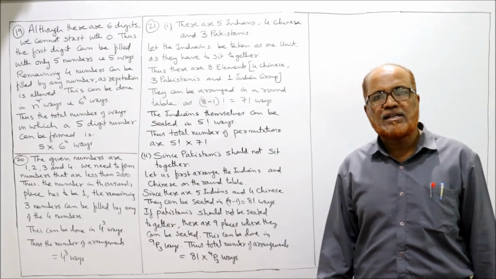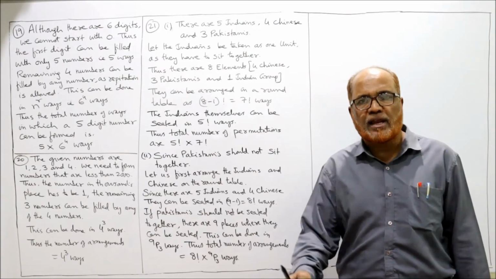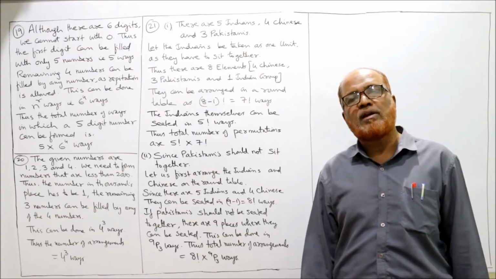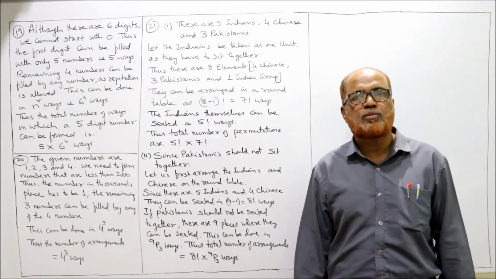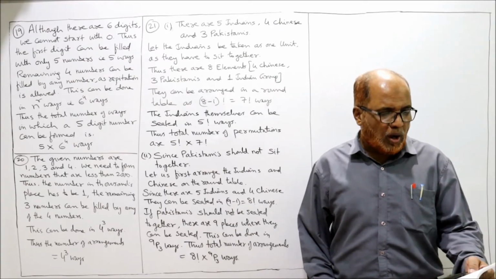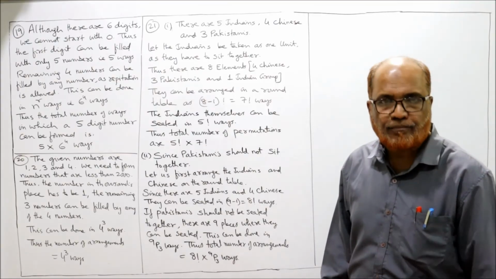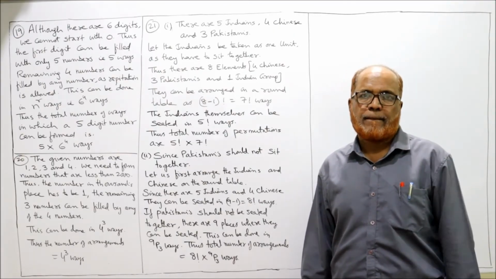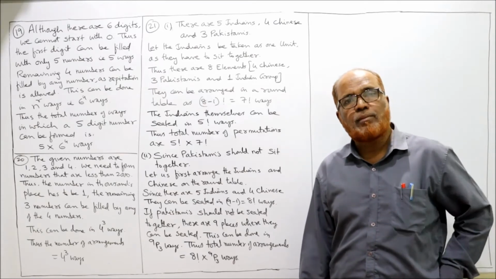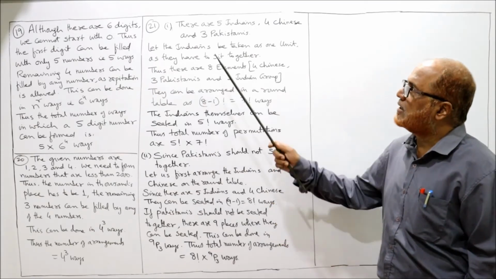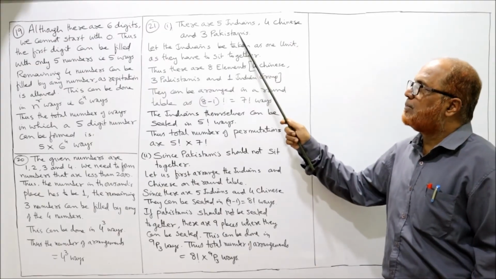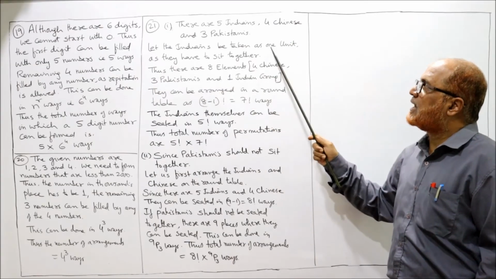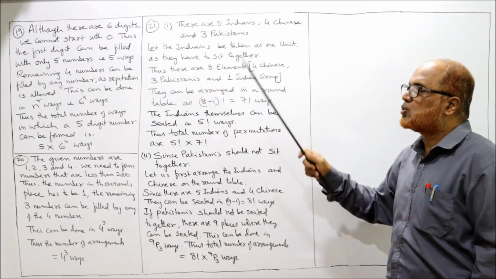So we have 5 Indians, 4 Chinese, 3 Pakistanis at a round table. We have to find out how many ways we can make the arrangement if all the Indians sit together. All the 5 Indians should be at one place. So how many ways can we arrange this? Now see, there are 5 Indians, 4 Chinese, 3 Pakistanis. Let the Indians be taken as one unit as they have to sit together.